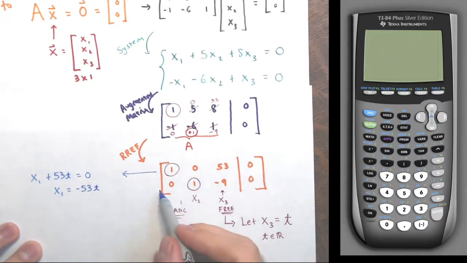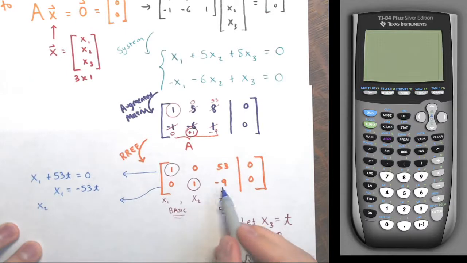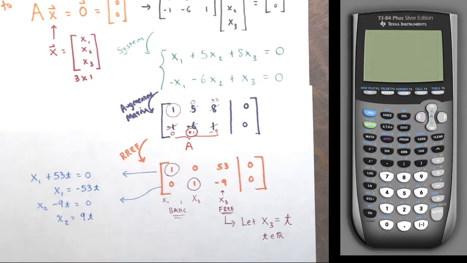Then the second row has x2, then -9x3 or -9t equals 0. And solving for x2 there, x2 would then be 9 times my choice of t. And now we have a description. We have every variable written in terms of this free variable I called t. Now we can describe all the solutions.